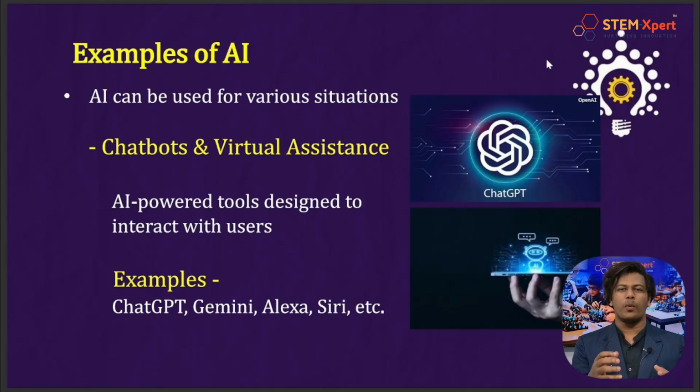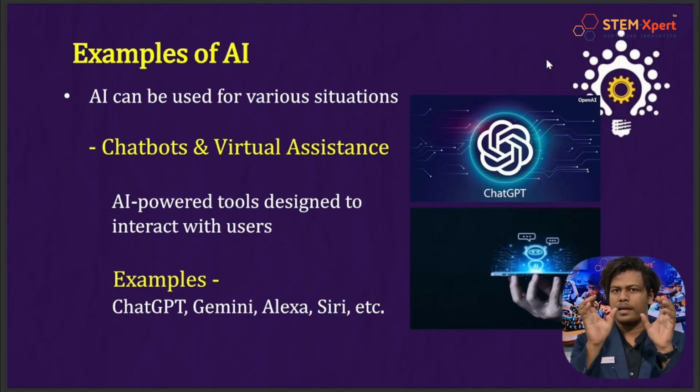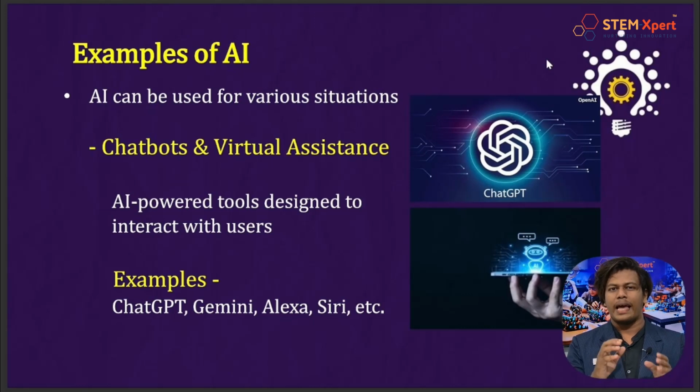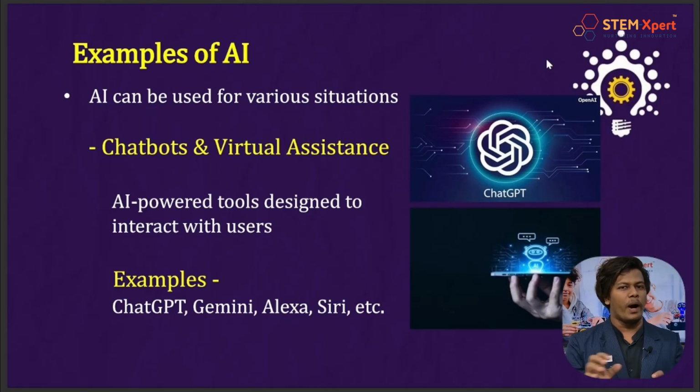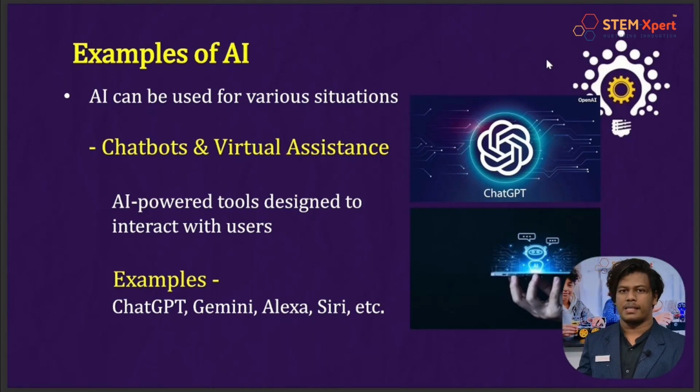It's all about AI-powered tools designed to interact with users. Now, some of you may be thinking chatbot and virtual assistant, these are the same, right? But actually, no. A little bit of difference is there. Anyway, I'm gonna let you know. A chatbot is a piece of software which can interact with human beings through text or voice. Meanwhile, a virtual assistant stands a little bit higher, which means these things can do a task as well.